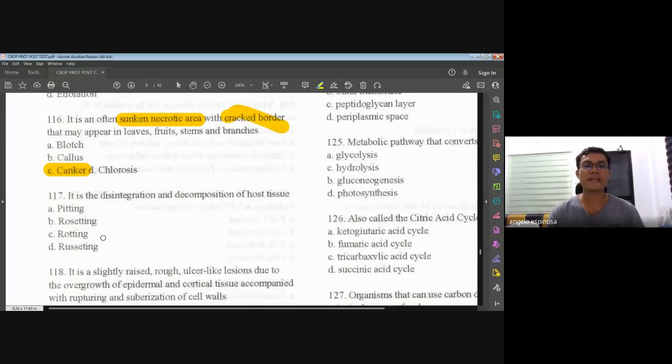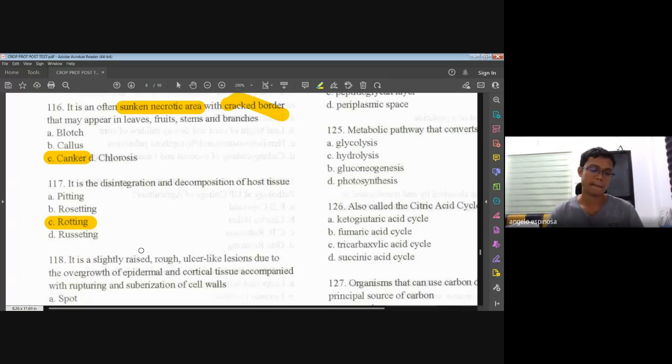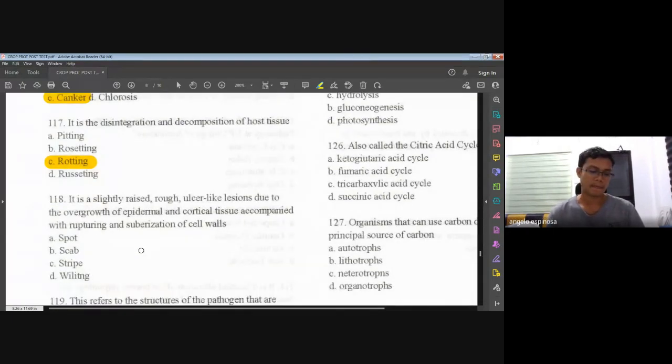Number 117, it is the disintegration and decomposition of host tissue. The correct answer is rotting. Okay, that is rotting. Number 118, it is slightly raised, rough, ulcer-like lesions due to the overgrowth of epidermal and cortical tissue accompanied with rupturing and suberization of cell walls. The correct answer is letter B, scab. Scab.